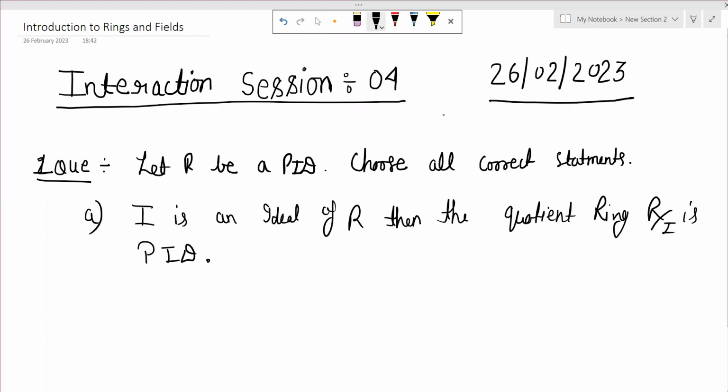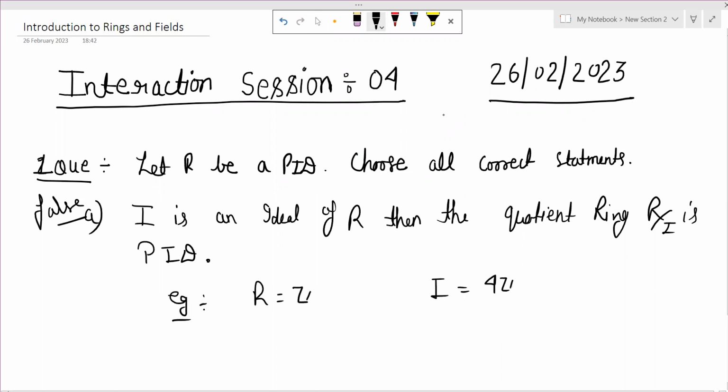This is a false statement. So the counterexample is this one. Take the ring R equal to the ring of integers and I equal to 4Z. Then R is a PID, which we proved in the last lecture, and I is equal to 4Z.